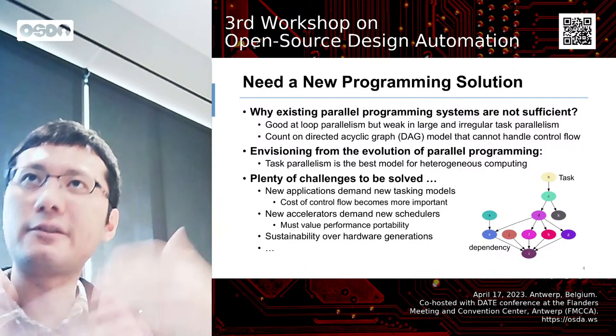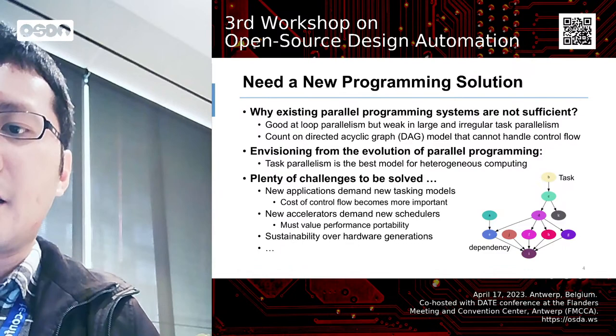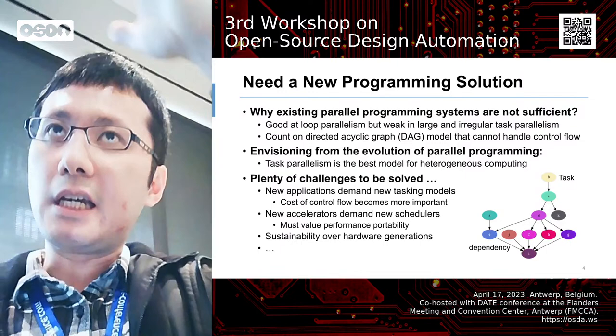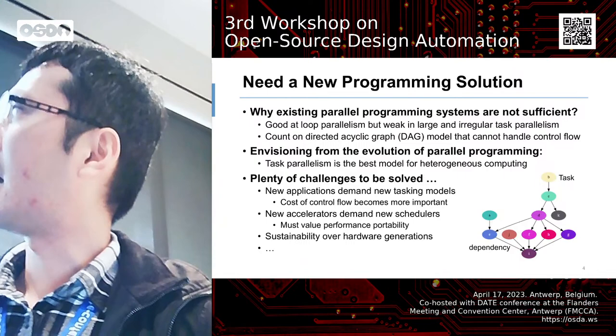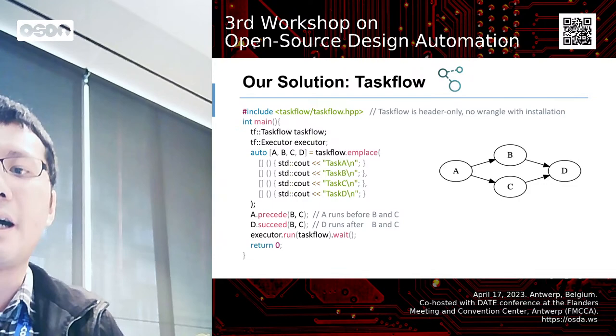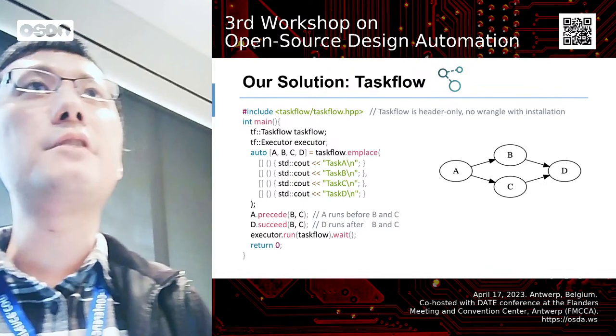So from the evolution of parallel programming standards, we can envision that task parallelism is going to be the best model for us to describe heterogeneous or parallel computing workloads, because it captures your intention in decomposing a parallel heterogeneous algorithm into a top-down task graph that eventually can be scaled to different accelerators. So our solution here is called TaskFlow, which was supported by our NSF project to overcome many of the parallel programming challenges that cannot be efficiently handled by existing systems.